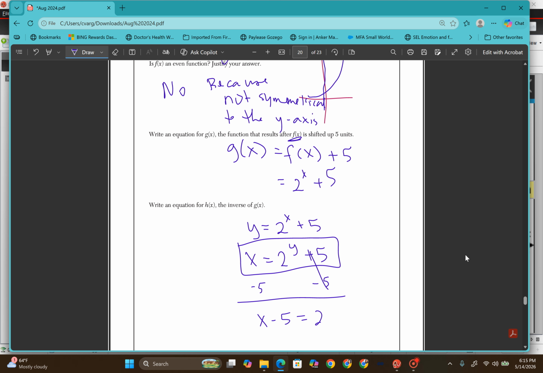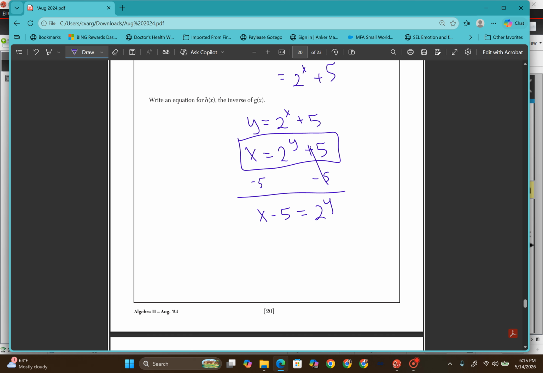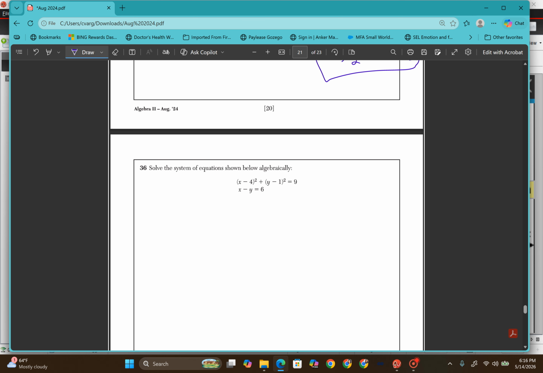Is the y by itself yet? No. So you've got to do log, right? This is the log thing. The base is 2. The answer to a log is the exponent, so we're going to get the y. And then the x minus 5 gets put over here next to the log. So either one of these answers. I would have stopped right there and been done. All right, question 36. We're doing good, I think.